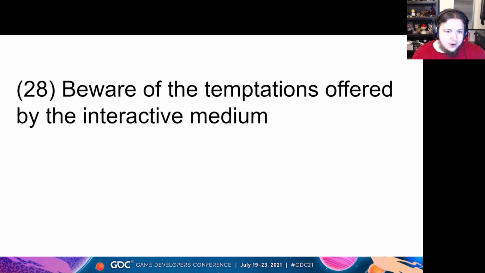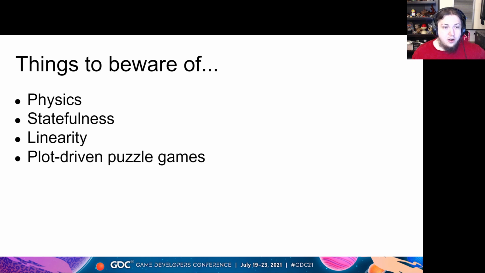Related to that, beware of the temptations offered by the interactive medium. There are certain things that puzzle creators in video games are often tempted to put in their puzzles that, especially novice puzzle designers, would possibly be advised to avoid. And I say this with a lot of deliberate nuance. But one example is physics. If you have Unity or Unreal or whatever, there's physics in the game. It's very tempting to just use those built-in physics systems as ways to create puzzles.